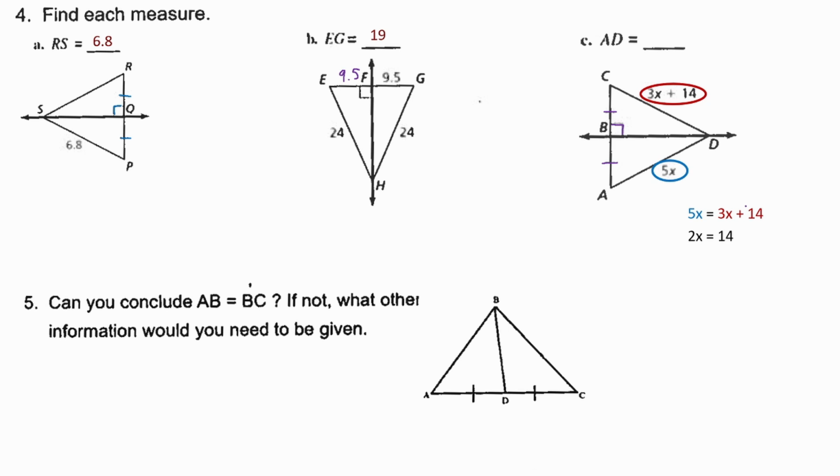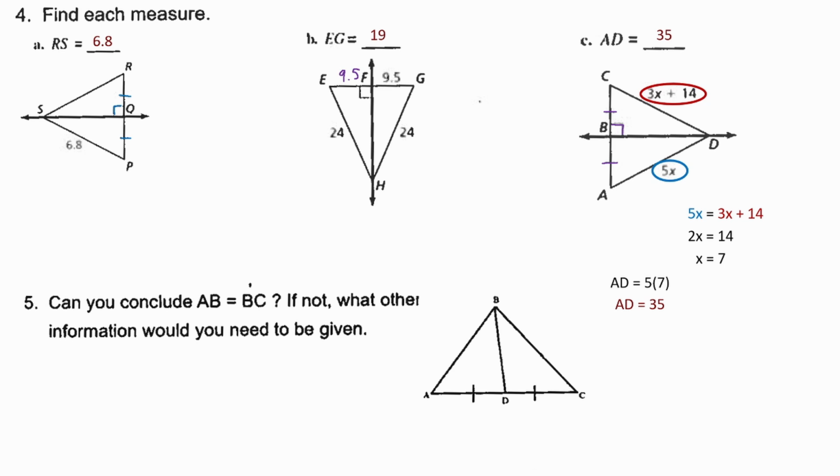We can then subtract 3x from both sides to get 2x is equal to 14. And then finally, if we divide by 2, we get x equals 7 to solve for our variable. Now, keep in mind that we're not asking for what the variable value is, we're asking for what the length of AD is. So we've got a little bit more work to do. All right, substituting our x equals 7 back in, AD is going to be equal to 5 times 7. So that's AD was 5x, which means that AD is equal to 35.